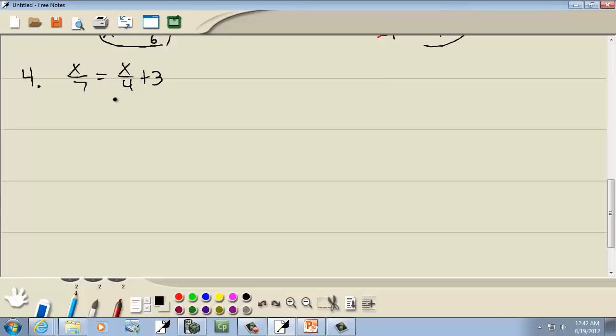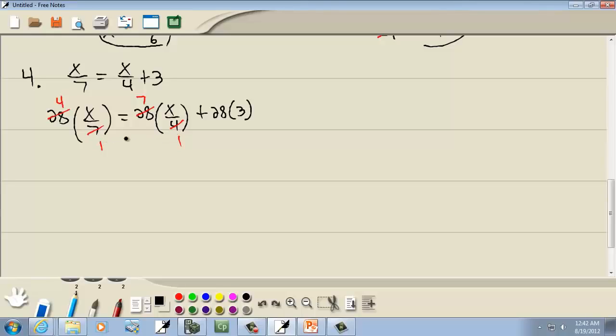Well, we got 7 and 4. Our LCM of that would be 28. So I'll multiply the x over 7 by 28. Multiply the x over 4 by 28. And multiply the 3 by 28. Now 28 and 7 are both divisible by 7. 7 divided by 7 is 1. 28 divided by 7 is 4. 4 and 28 are both divisible by 4. 4 divided by 4 is 1. 28 divided by 4 is 7. You'll know you picked the right LCM if you end up with all 1s in your denominators, which we did.